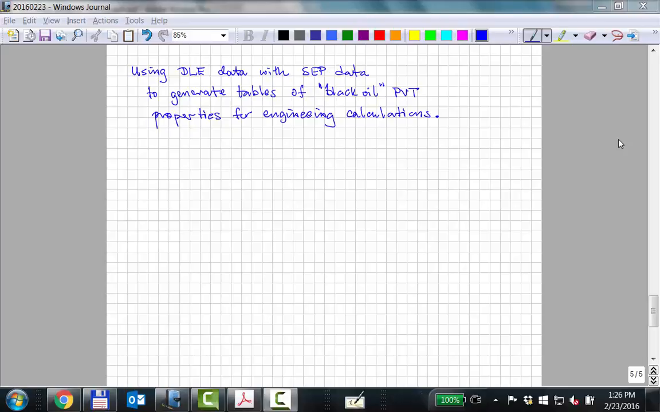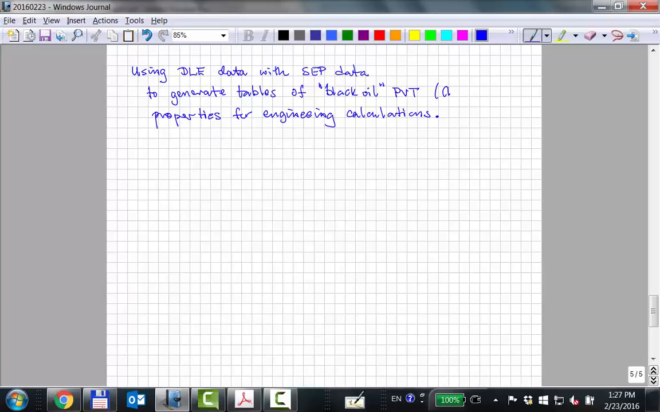Okay, so the last topic here on oil PVT is using DLE data together with the multi-stage separator test data with the purpose of generating tables of black oil PVT properties, which we're going to talk about next week, okay, for engineering calculations. Now, some of you already know what black oil PVT properties are. I'm not going to get too much into that because it's stepping ahead of the material in the course.